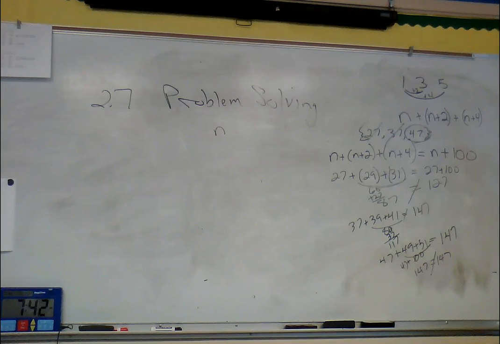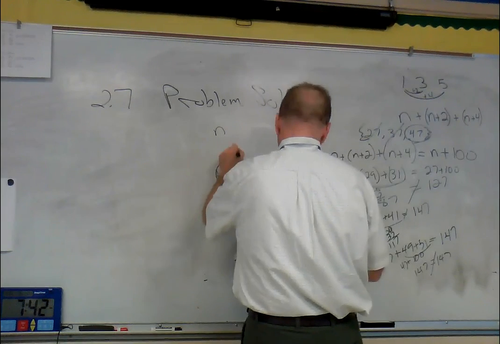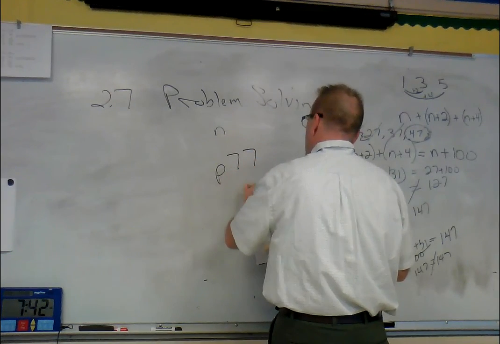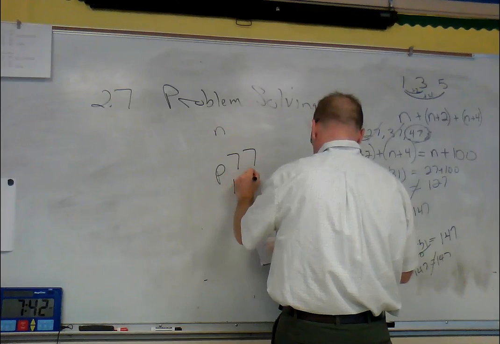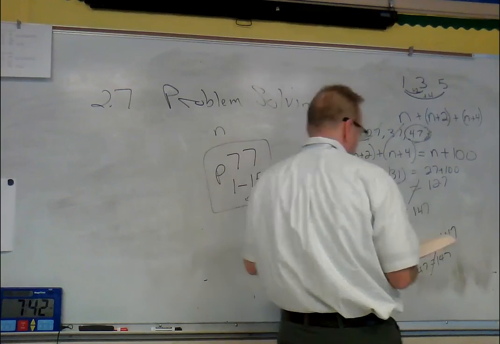So again, the biggest key to today's lesson is setting them up. And then some of them, they're going to give you the solution and ask you to find which one worked. Okay. So on page 77, there are going to be 8 questions. So 1 to 15 odd. On page 77, 1 to 15 odd.